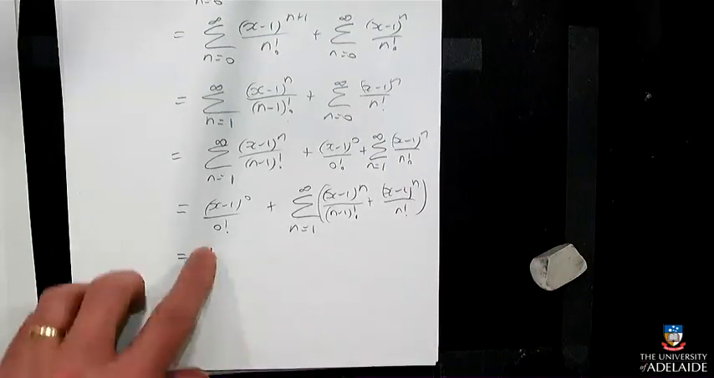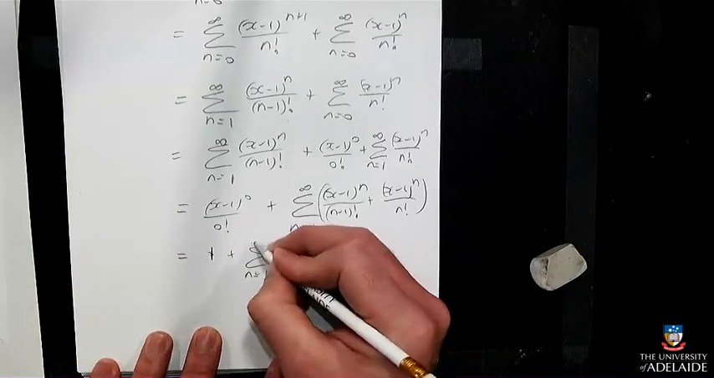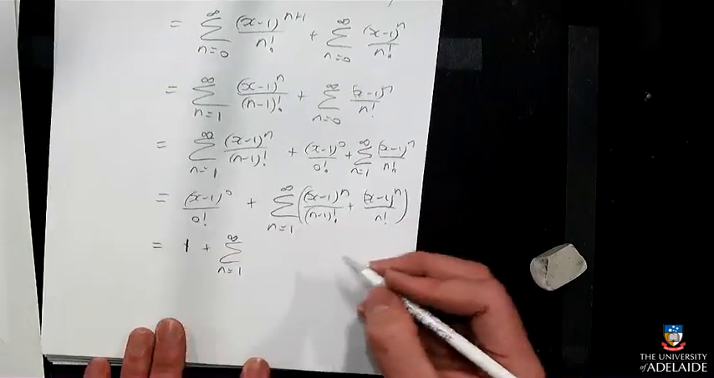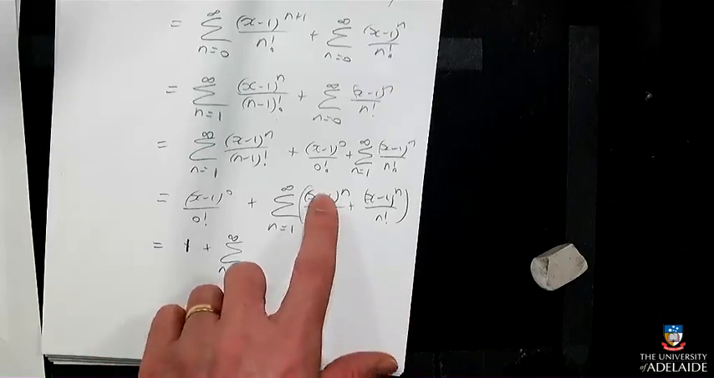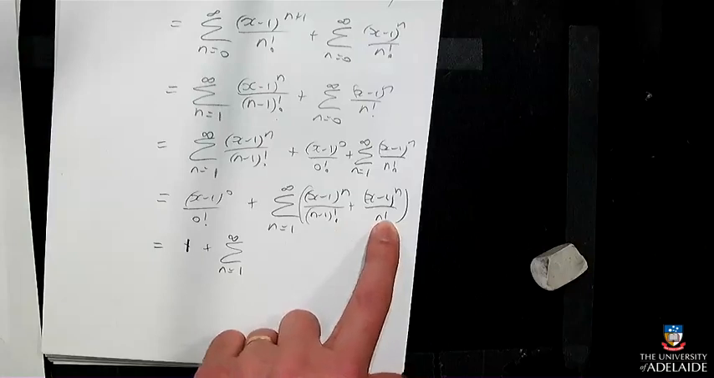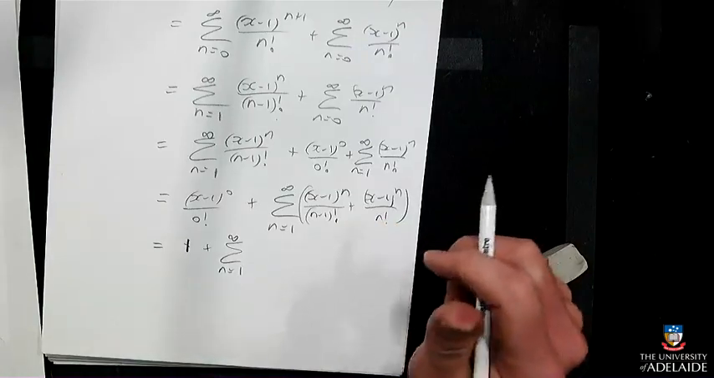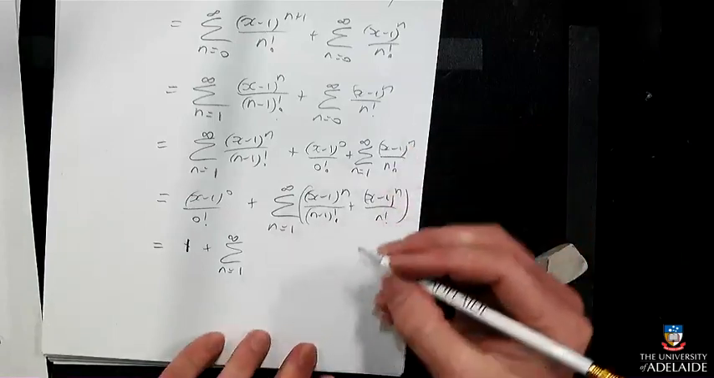So that's 1. And these both have an x to the n in them. And technically n factorial, oh yeah, that's so cool. I'm so excited.